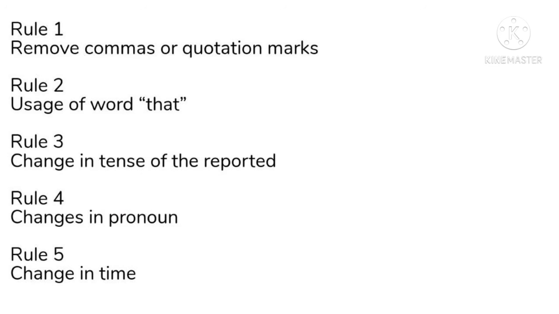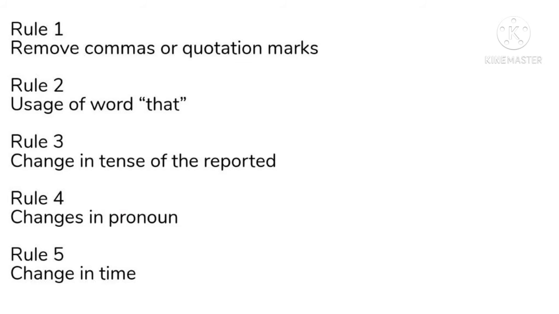Okay, children. Now I am going to teach you some rules which must be followed while converting direct to indirect speech. First rule, words of the speaker are not enclosed in inverted commas or quotation marks in indirect speech. Second rule, the conjunction "that" is always used between the reporting verb and reported speech in indirect speech.